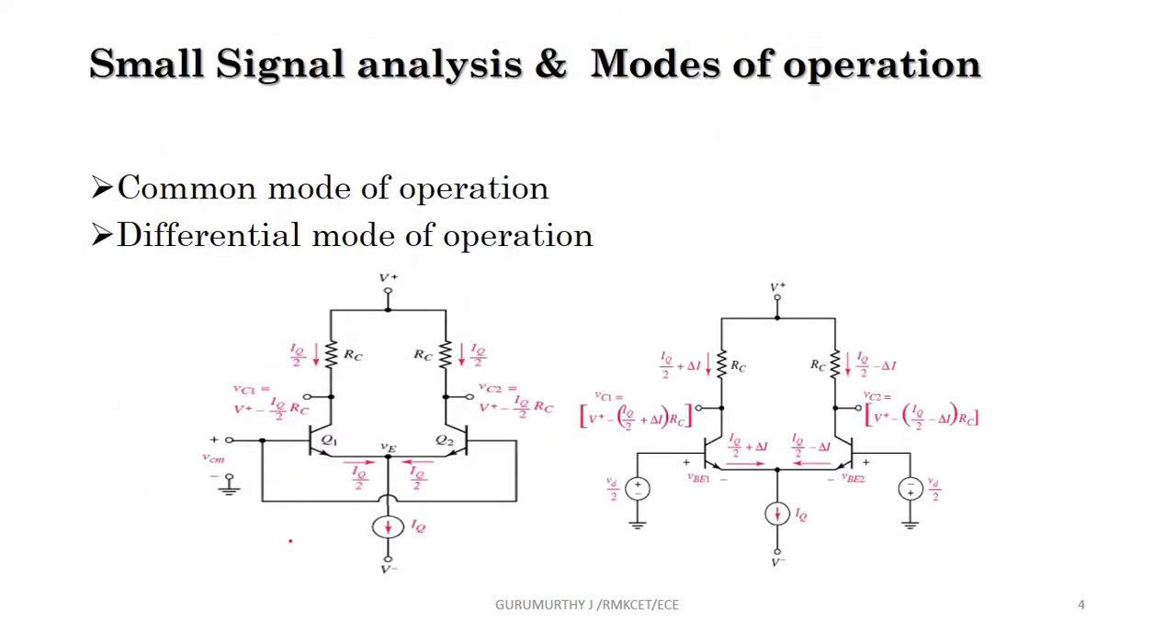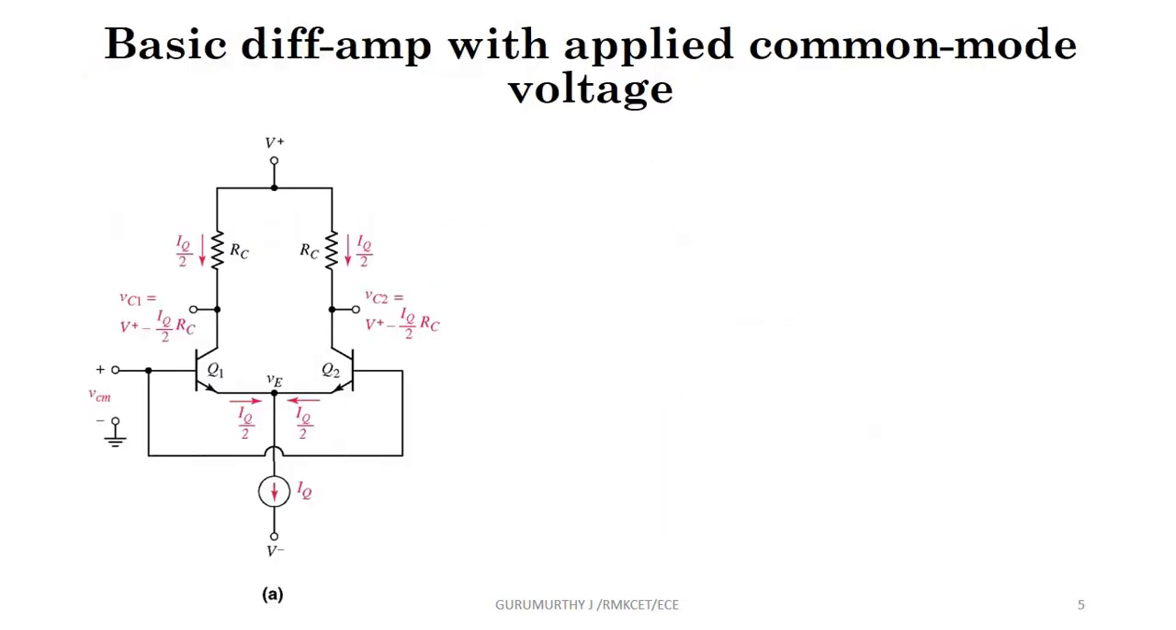So you can operate a differential amplifier in two modes. One is called the common mode of operation, where my output should be equal to 0, and in the differential mode my output is finite. We will look at one after another. First, we will operate the differential amplifier in common mode.